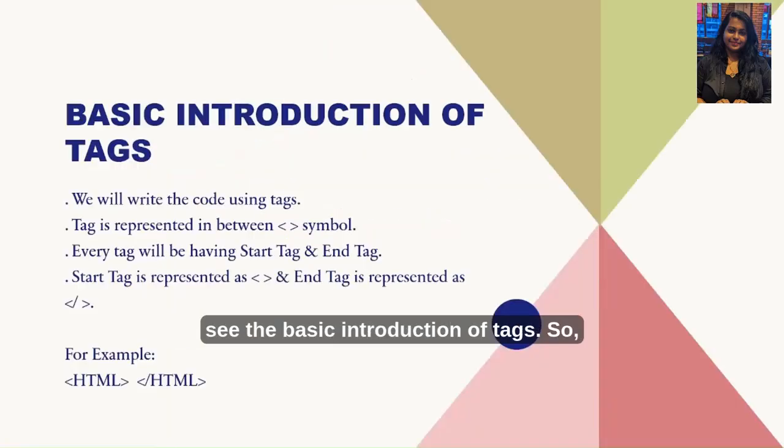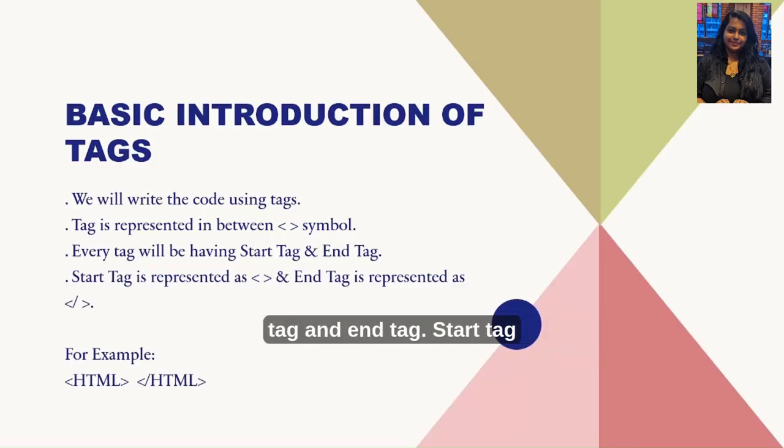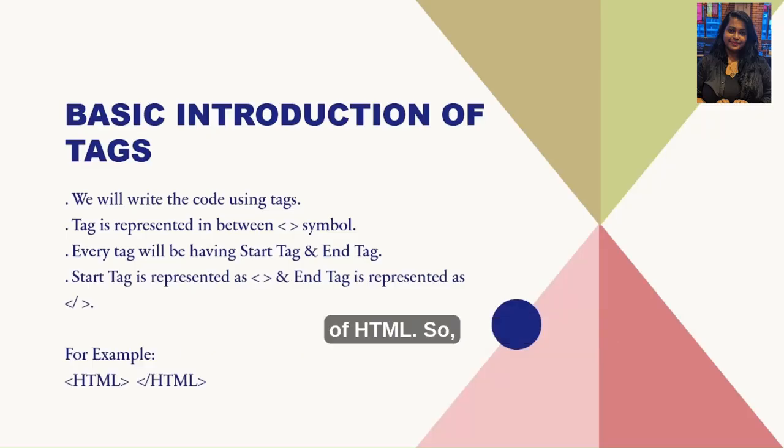Let's see the basic introduction of tags. We will write the code using tags. A tag is represented in between the less than and greater than symbols. Every tag will have a start tag and an end tag. The start tag is represented as less than and greater than, and the end tag is represented as less than, slash, greater than. That slash represents the end of the tag. For example, this is the start tag and end tag of HTML.